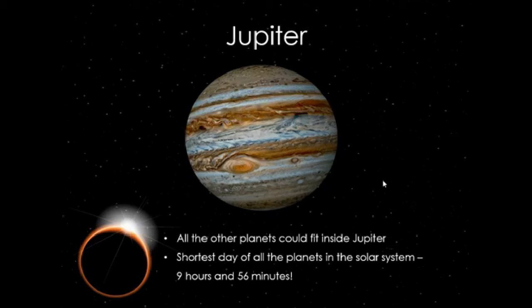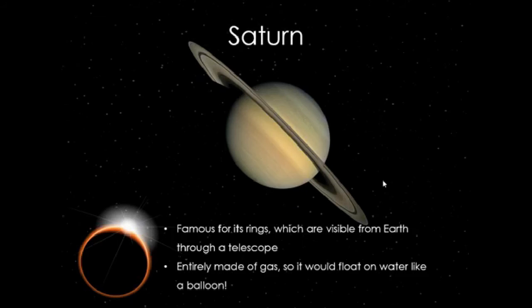Okay, moving along then to the next planet, the second of our gas giants, a planet famous obviously for its rings, which are visible from Earth through a telescope, and that is Saturn. Like Jupiter, it's a gas giant made entirely of gas, but Saturn is actually less dense than Jupiter. Density is virtually the mass of an object in a small space. Saturn has such a low density that it could actually float on water.